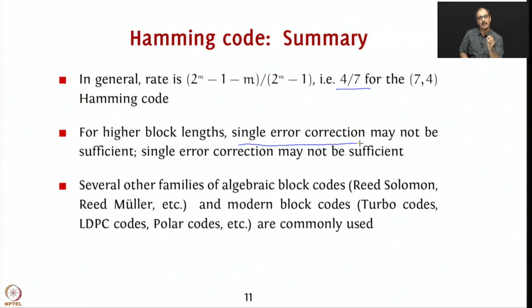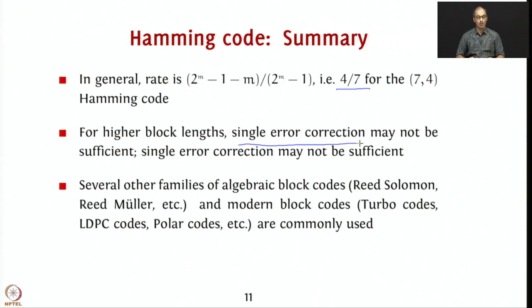If p is something like 10 to the power minus 3, 10 to the power minus 4, 10 to the power minus 5, then yes, Hamming code will result in a huge benefit even if you take m to be a high number. But the problem is that when you have a very large number of bit errors, then you are going to have issues. So before we close, the Hamming code is like a motivator.